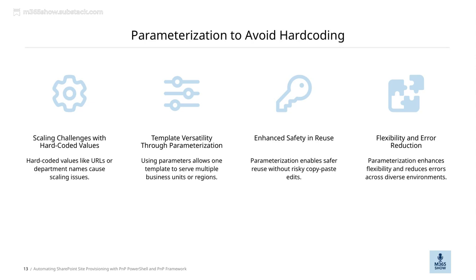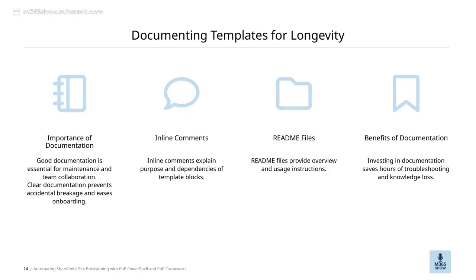Another big advantage is versatility. With parameters, a single template can serve multiple business units or regions, simply by changing the input values. Now, on the flip side, if we rely on hard-coded values, like specific URLs or department names, we run into scaling issues. It becomes cumbersome to update everything manually, especially as the organization grows or changes. So, embracing parameterization not only makes our automation more robust, but also aligns perfectly with the goal of creating scalable, maintainable solutions. Now, let's talk about documenting templates for longevity.